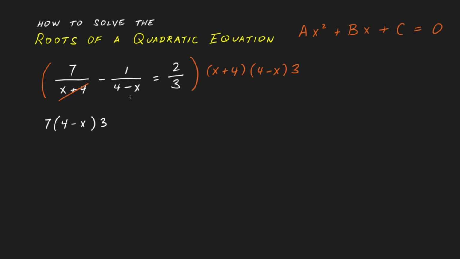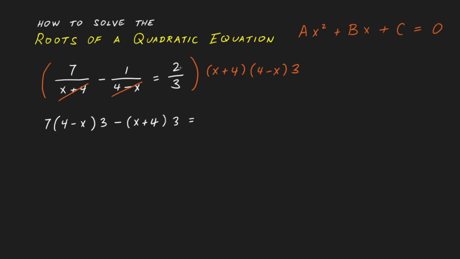So for the next term, this 4 minus x is going to cancel out with this 4 minus x. So what are we going to write here? Of course, we're going to copy the sign. So negative, minus. We're going to write x plus 4. And we don't write the 4 minus x anymore. We just write the 3.